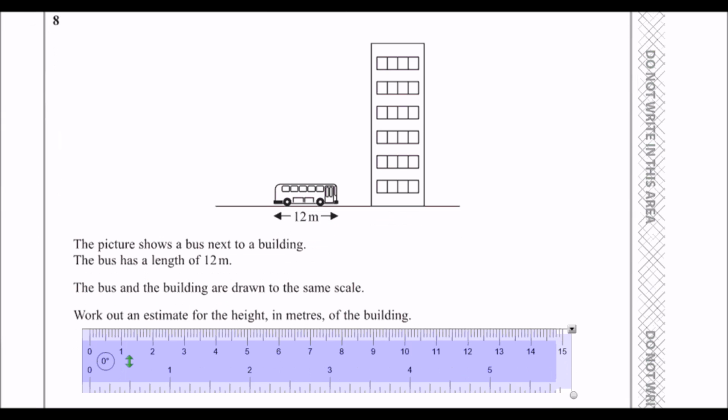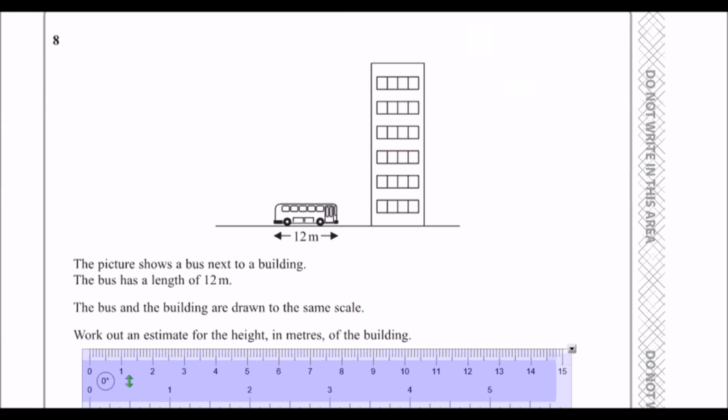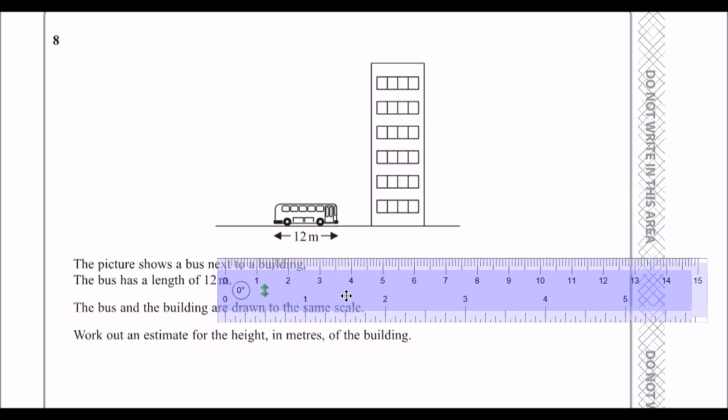Question 8. So we've got a picture showing a bus next to a building. The bus has a length of 12 meters. The bus and the building are drawn to the same scale. Work out an estimate for the height in meters of the building. So we need to grab our ruler and measure how long the bus is and how tall the building is. So we're just going to measure both of these things.